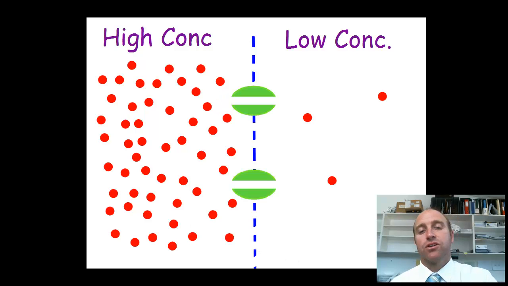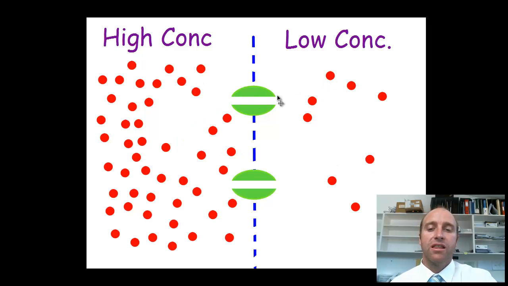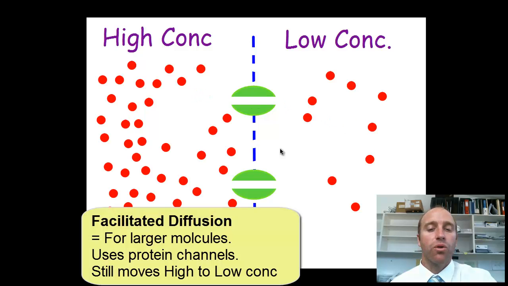Now, cells actually have a solution for that. They have protein channels in the membranes, and that might just be enough to allow the larger molecules to move through. Now, these protein channels are specific, so the ones that work for one molecule won't work for others. So the ones that work for sodium work really well, and they only let sodium through. And it's just, again, the process of diffusion. Things moving from high concentration to low concentration. They move with the concentration gradient, and we call this process facilitated diffusion. It's facilitated, and by facilitated we mean it's aided or helped by these protein channels.